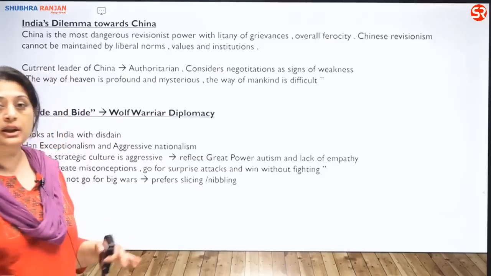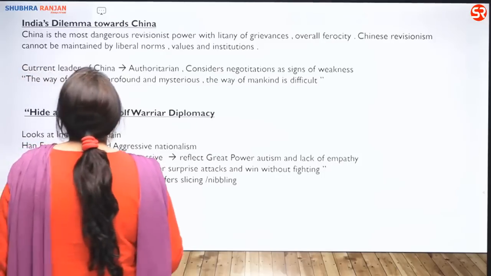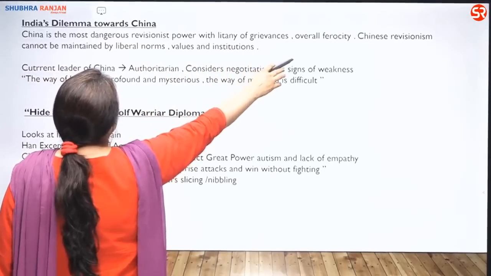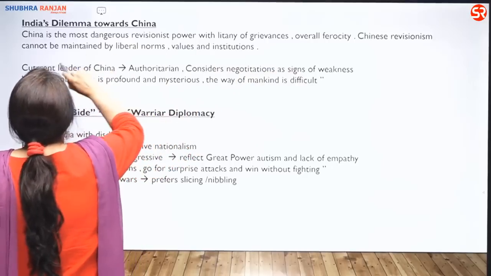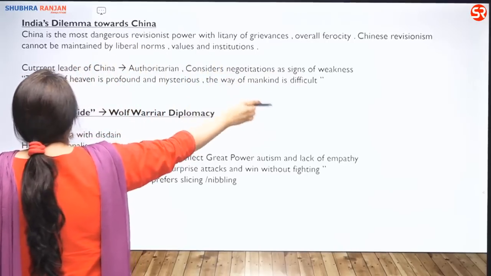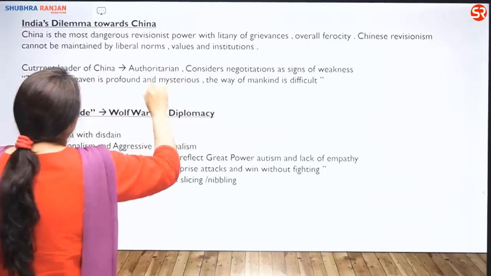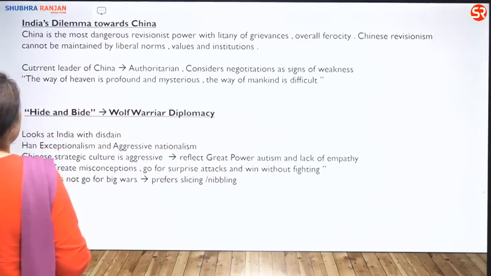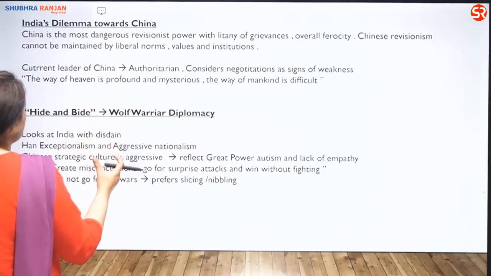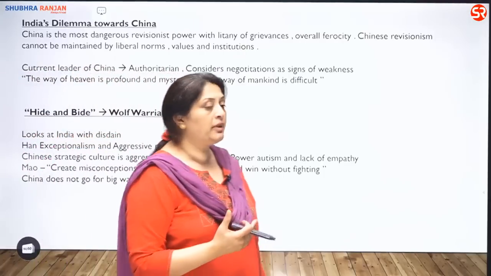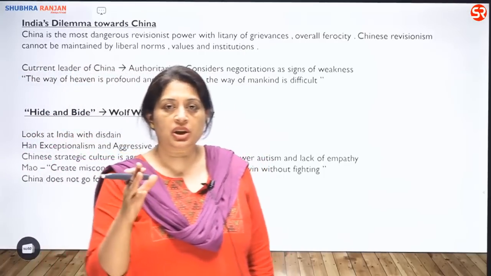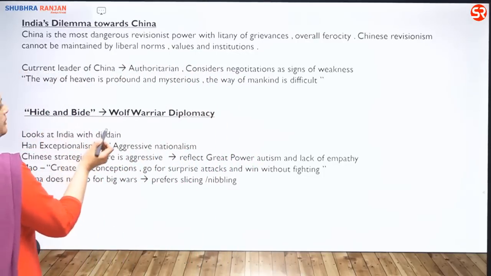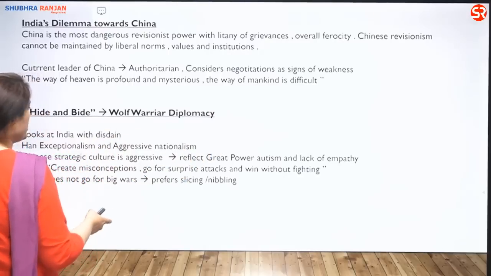Now, what are India's challenges and dilemmas towards China? China is the most dangerous revisionist power, with a litany of grievances and overall ferocity. Chinese revisionism cannot be managed by liberal norms. The current leader of China, authoritarian, considers negotiation a sign of weakness. There's one statement that the way of heaven is profound, but the way of mankind is difficult. Dealing with Xi Jinping will not be an easy task. From hide-and-bide diplomacy, he has shifted towards wolf warrior diplomacy.